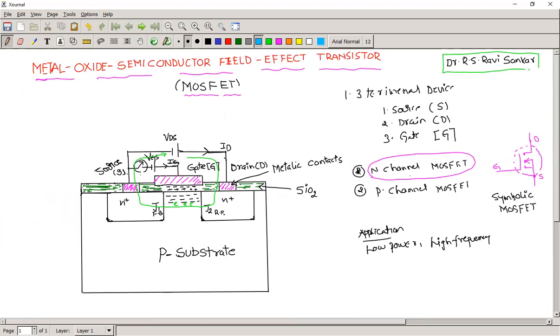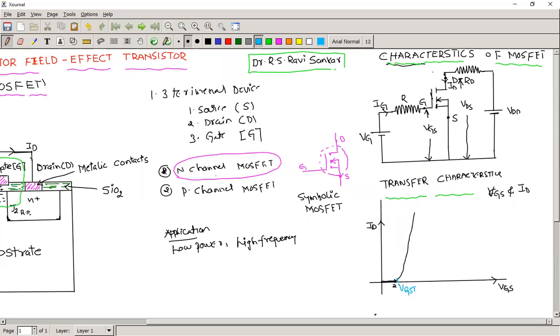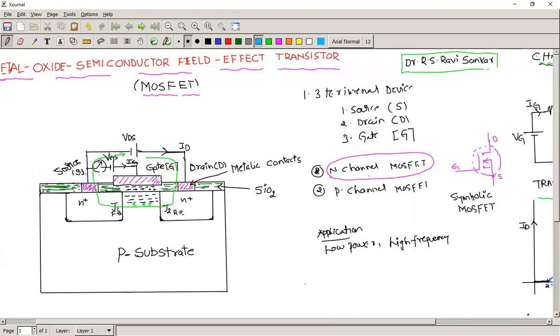See here, you have to make a note. Initially we have taken these two characteristics of the MOSFET. I just want to summarize today's class. We have seen the construction of the MOSFET, and how we are going to operate the MOSFET as a switch. Next, it is a three-terminal device. The names of the three terminals are source, drain, and gate. There are two types of MOSFETs: N-channel MOSFET and P-channel MOSFET. The application of the MOSFET is low power, high frequency.